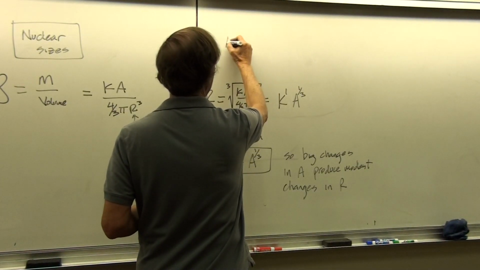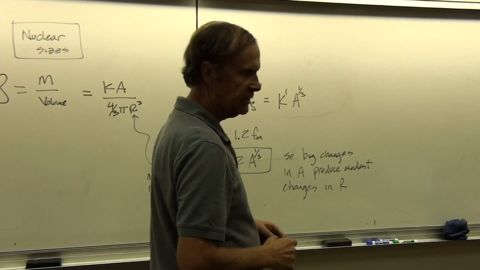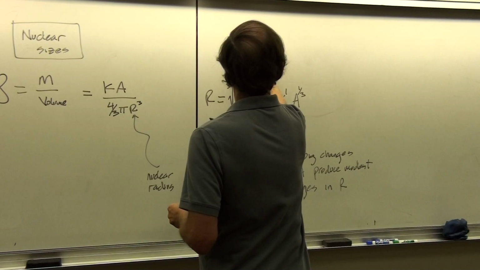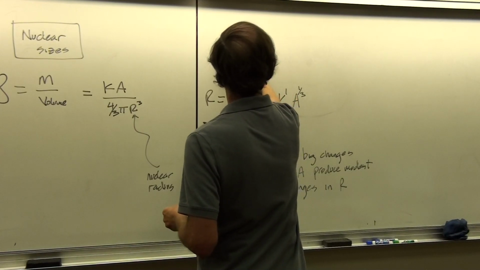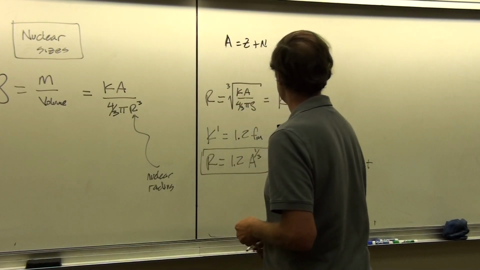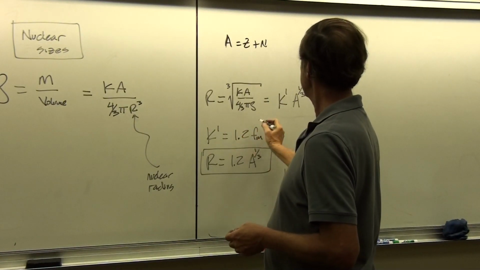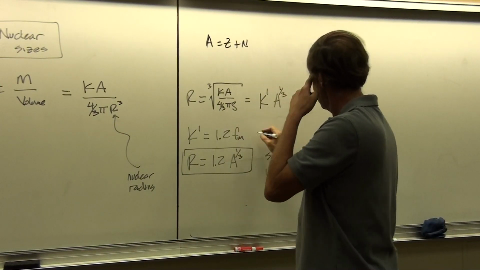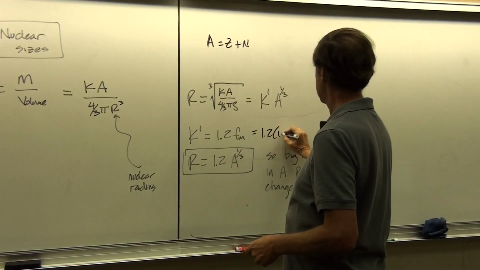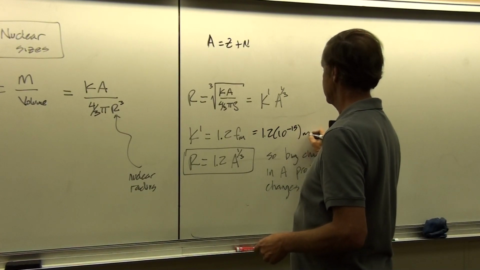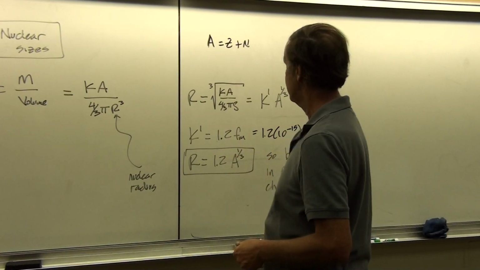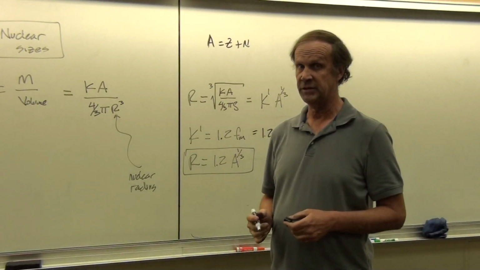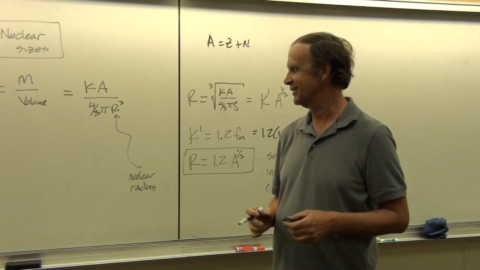So remember here, A is equal to Z plus N, proton number plus neutron number. So this is our atomic mass number. So when you evaluate k prime, we get that it's 1.2 femtometers, or 1.2 times 10 to the minus 15 meters, times A to the 1/3 power. So the units for R in this calculation would be femtometers, and not regular meters, of course.